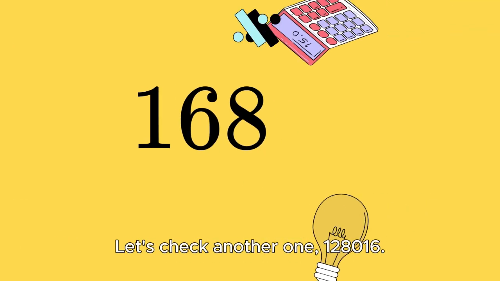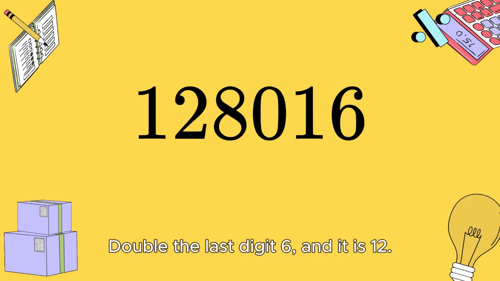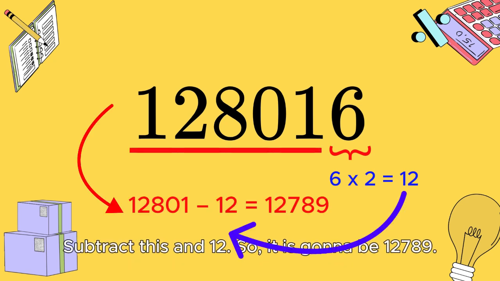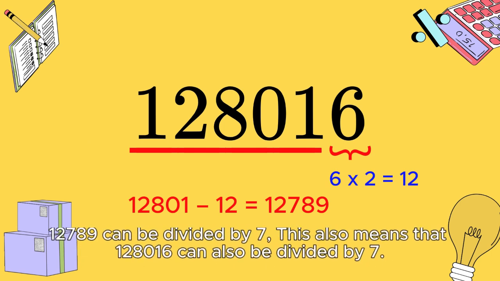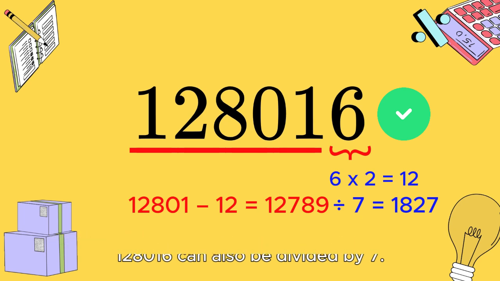Let's check another one, 128,016. Double the last digit 6, and it is 12. The rest of the number is 12,801. Subtract this and 12, so it is going to be 12,789. 12,789 can be divided by 7. This also means that 128,016 can also be divided by 7.